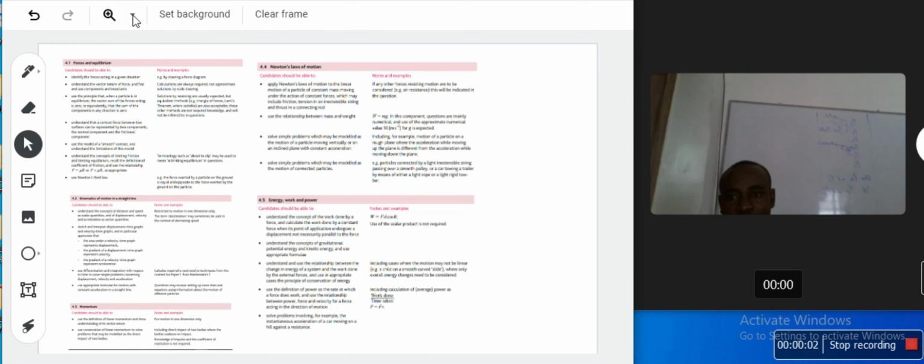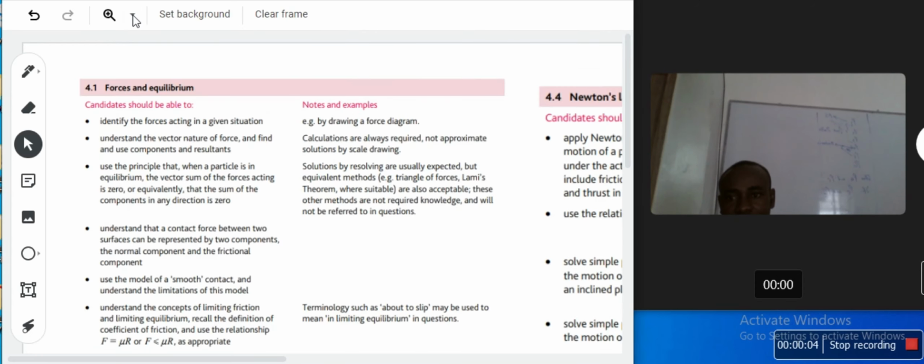We're starting with the first topic, which is forces and equilibrium. We're expected to identify the forces acting in a given situation, understand the vector nature of force, and find and use components and resultants. And then we use the principle that when a particle is in equilibrium, the vector sum of the forces acting is zero, or equivalently that the sum of the components in any direction is zero. All of this I will explain as we continue.